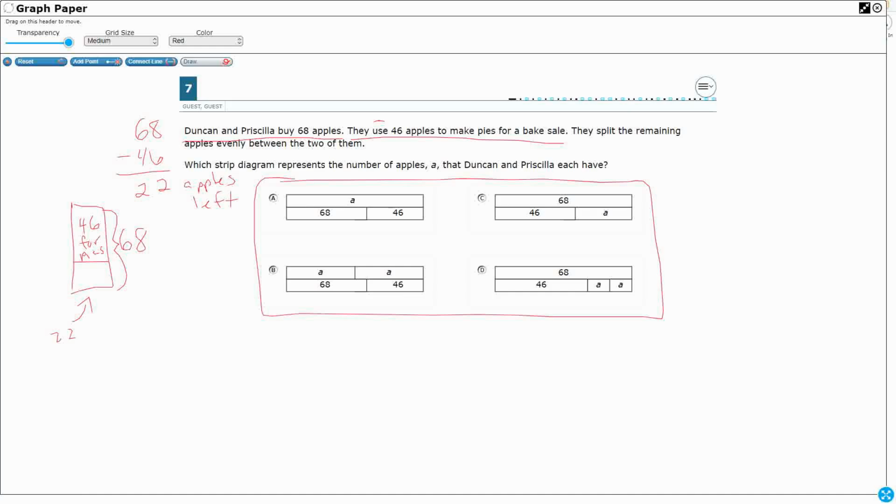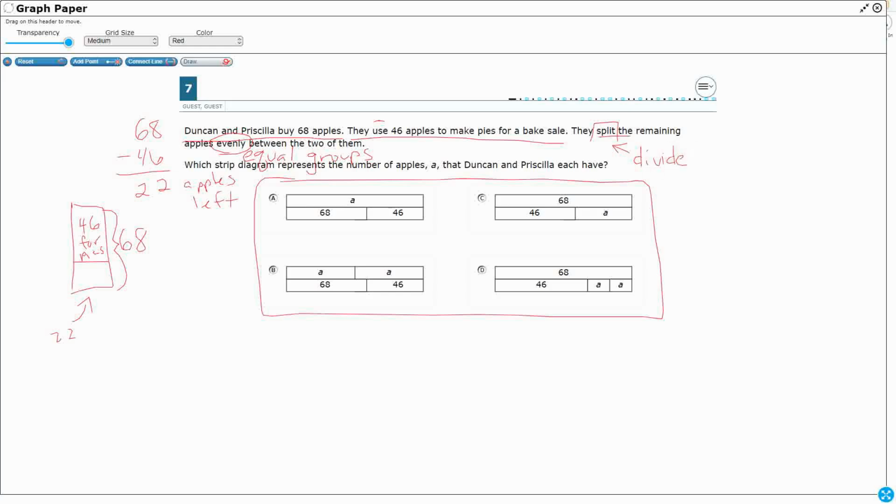They split the remaining apples evenly between the two of them. Okay, so we've got Duncan and Priscilla. They're going to take these apples and they're going to split them evenly. All right, so when we are dealing with splitting them evenly, we're dealing with equal groups. And when you split, that is a word that we might not use too much, but that actually implies an operation. So when you split something, you split it up, you actually are going to divide it. So both of these are going to be helpful.